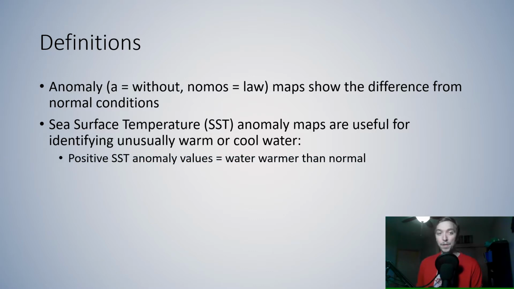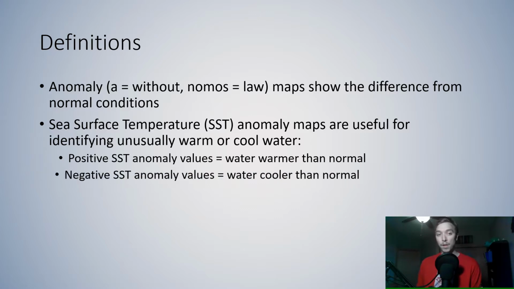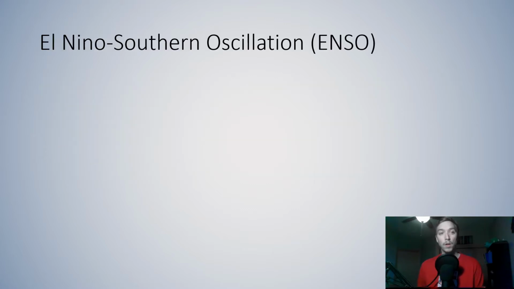So a positive sea surface temperature anomaly equals warmer waters than normal. Vice versa, negative SST equals cooler waters than normal.